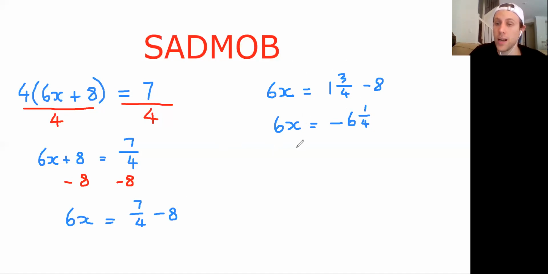Okay, all we've got left to isolate x by itself is a 6. It's currently times by. So I have to do the opposite of that, and I have to divide by 6, like so. And that leaves me with x equals negative 6 1/4 divided by 6.